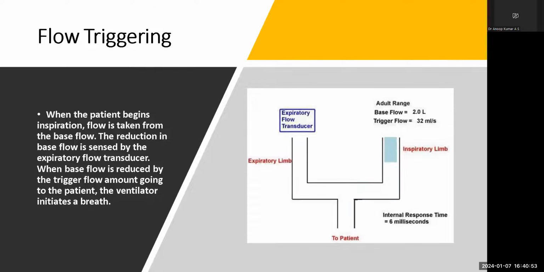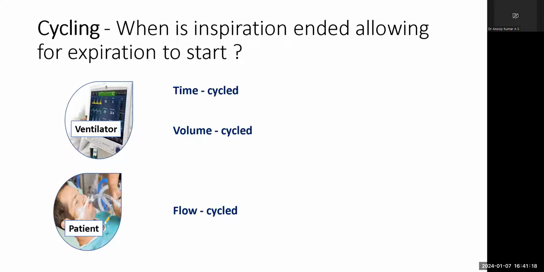And when the base flow is reduced by the trigger flow amount going to the patient, the ventilator initiates the breath. So here you have a basic baseline flow. From the baseline flow, the patient is taking the breath. So the baseline flow will be reduced. How much reduction in the flow is happening, that is what the machine will sense. So that is what flow triggering is.